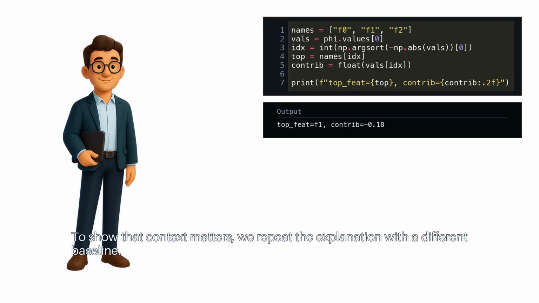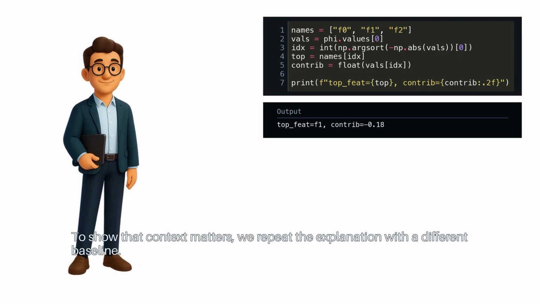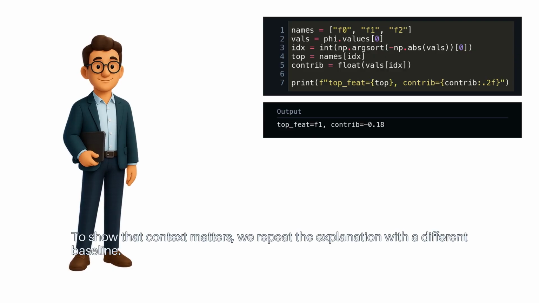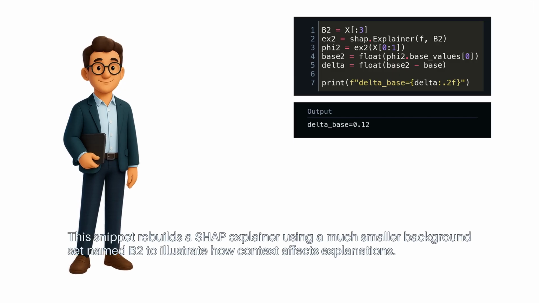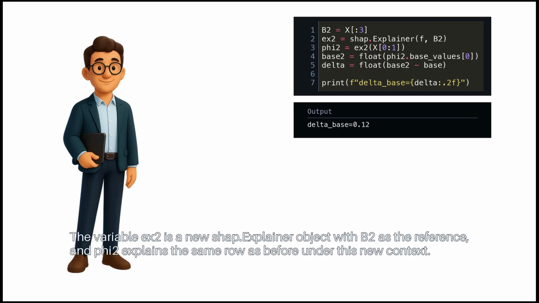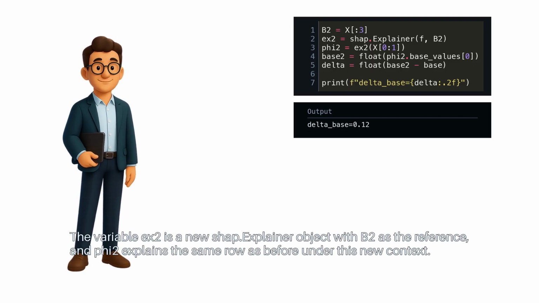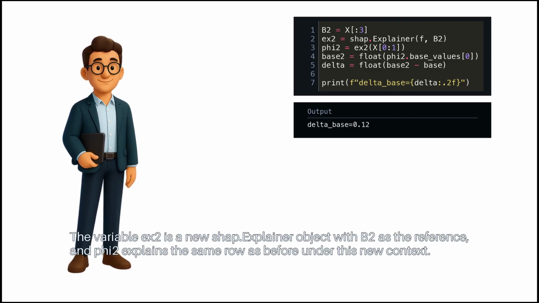To show that context matters, we repeat the explanation with a different baseline. This snippet rebuilds a shap.Explainer using a much smaller background set named b2 to illustrate how context affects explanations. The variable ex2 is a new shap.Explainer object with b2 as the reference. And phi2 explains the same row as before under this new context.